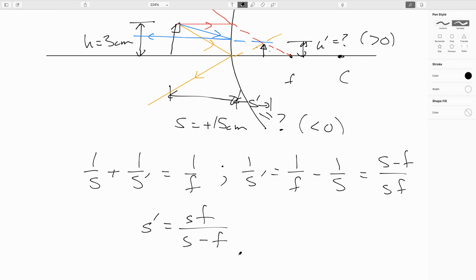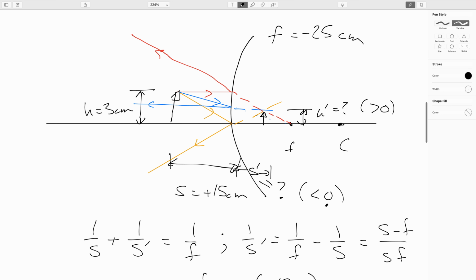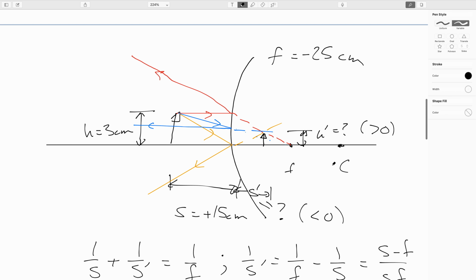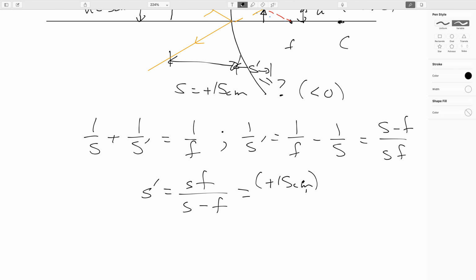So the object distance here is plus 15 centimeters. Now for the focal length, remember, because it's a diverging mirror, that is a negative focal length. So you got to put in minus 25 centimeters. And then s was 15 centimeters again. This will be minus a negative 25 centimeters. We need the minus sign and the negative sign, or this is not going to work out.